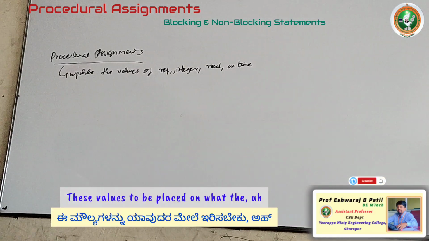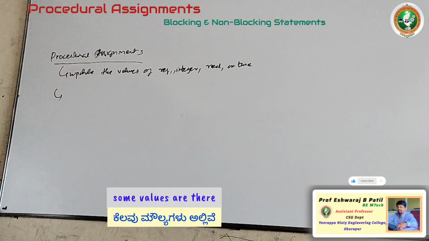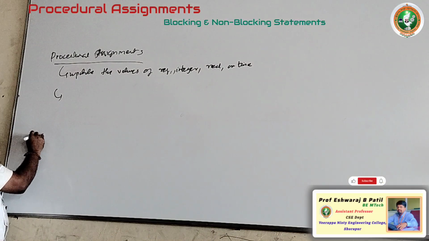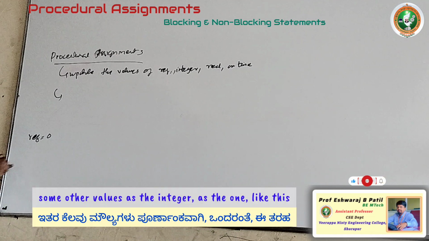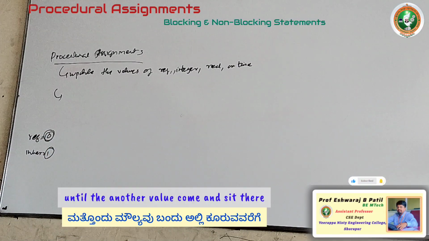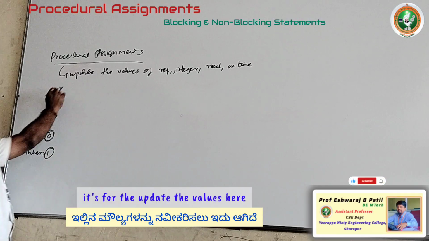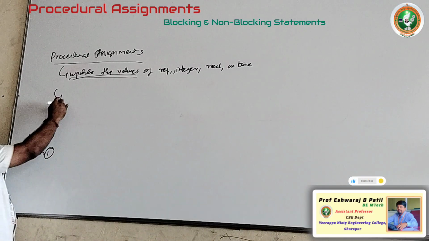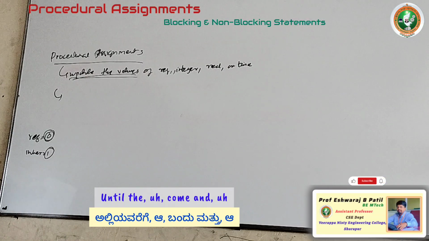These values will remain unchanged. If I place some values here, for the register as 0, X, and for the integer as 1, like this, these values will not change until another value comes and sits there. Updating of the values, we call procedural assignments. They will not change until another value comes and sits.